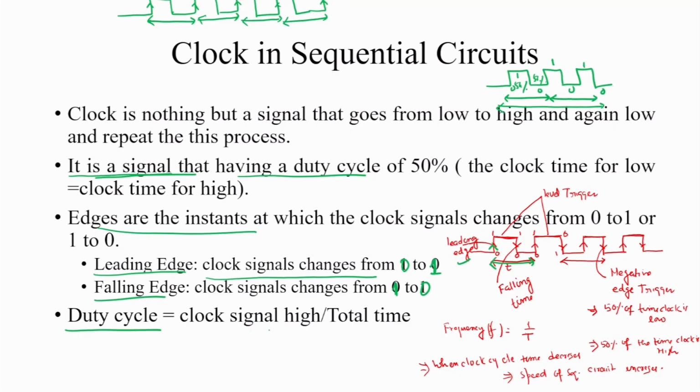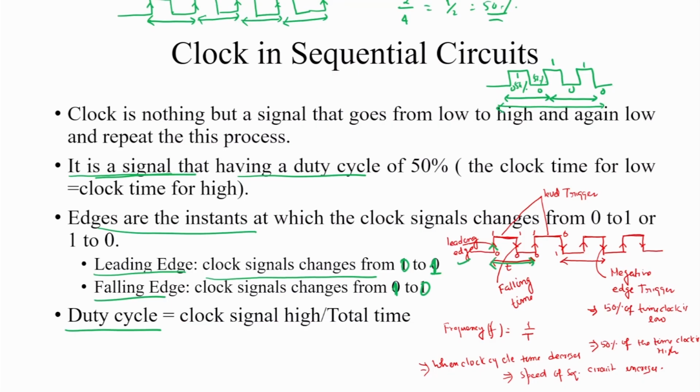So, how many cycles is the clock signal high? The duty cycle is the time the clock signal is high divided by the total time, meaning how many times the clock signal is high. Here there are a total of 4 clocks, so this means 2 divided by 4, which is 1 by 2, and we can say that it is a 50% duty cycle. Duty cycle is nothing but the ratio between when the clock is high divided by the total time.